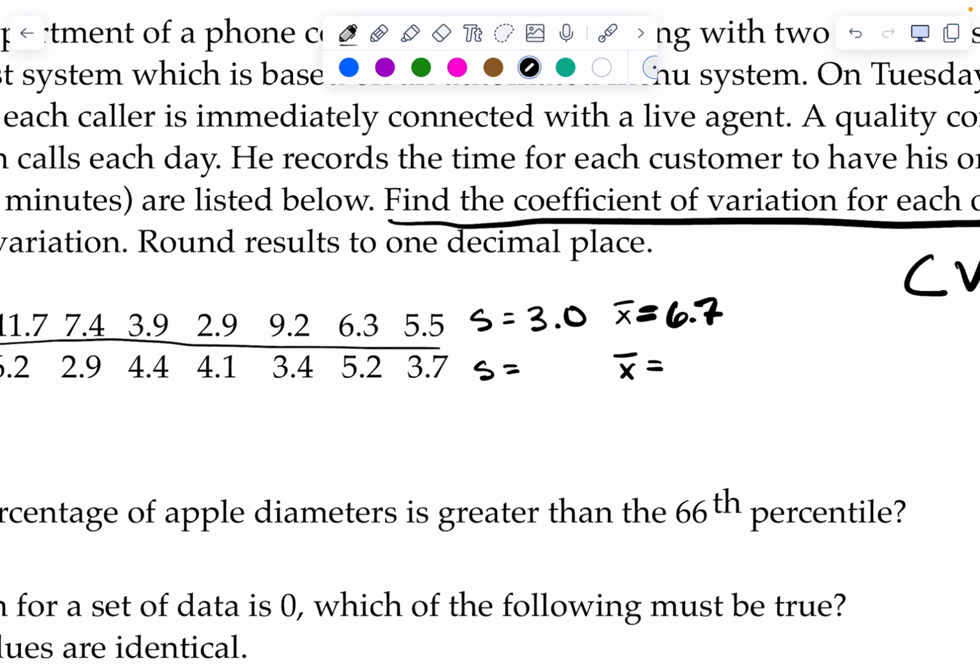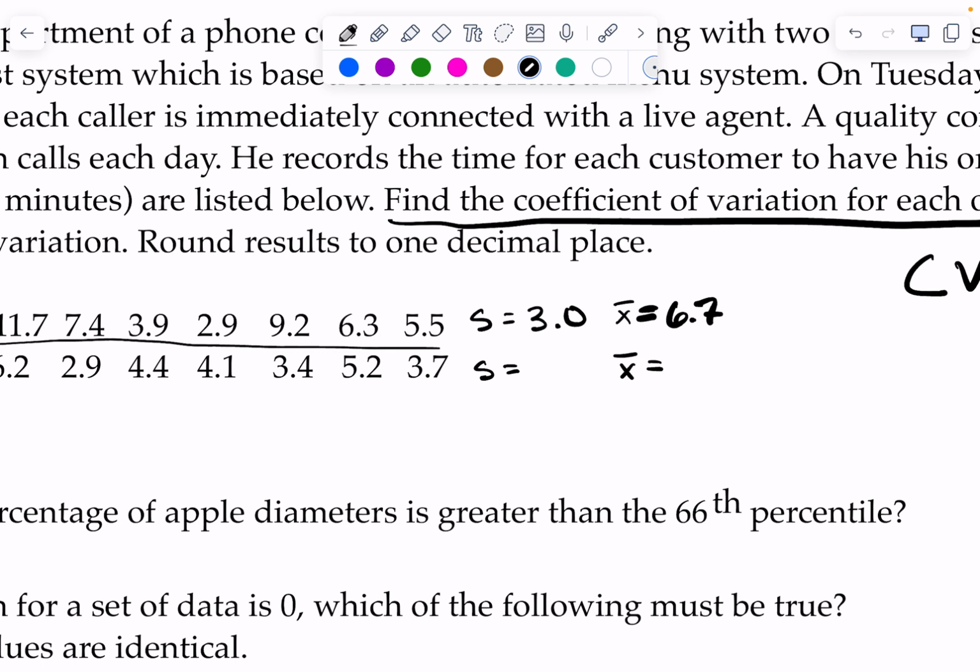Stat, calc. List 2. There you go. You have to do parentheses around the list. So now it's pulling from list 2. You're going to remember how to do that tomorrow. Or just put them both into list 1, one at a time.